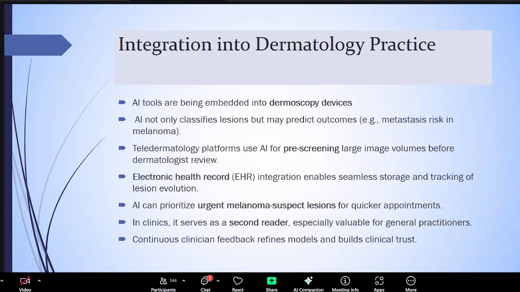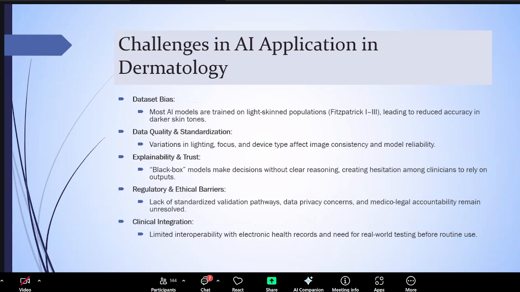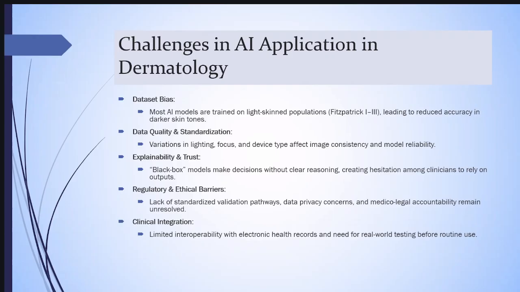So, where is the challenge? Yes, in the bias, as I told you, the color, and then the data quality that I mentioned, and this inexplainable AI and all these black box models. They make decisions without clear reasoning, and so clinicians are also hesitant to take that as such.